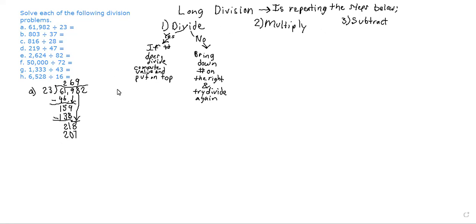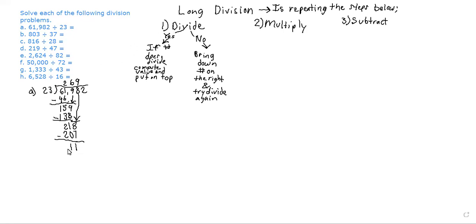Now we're going to do the subtraction again. We're going to subtract this 207 from that 218. And when we do that, 218 minus 207 is going to be 11. Right. So we did our subtraction. Now we're going to repeat again. Start step 1. We're going to divide again.